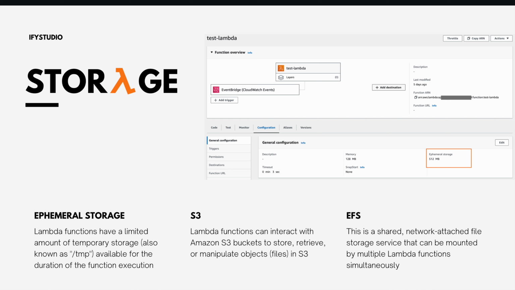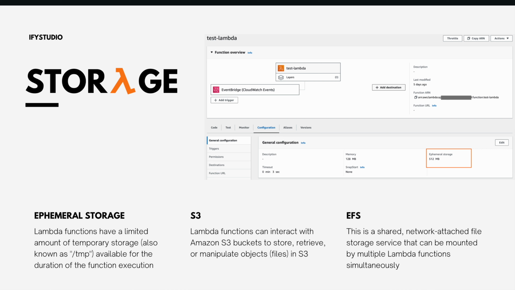The first one is the ephemeral storage. Now, ephemeral storage is nothing but each Lambda function has a limited amount of temporary storage, which is also known as ephemeral storage, and this is denoted by /tmp. Now, /tmp is an entry point to this ephemeral storage, but the only caveat with this kind of storage is that it only persists until the Lambda is executing. So once the Lambda execution is done, this storage is deleted.